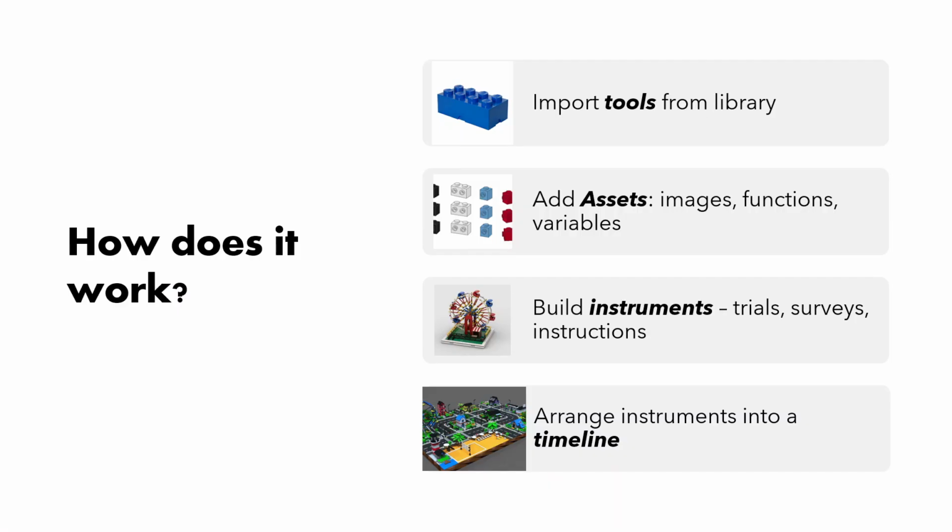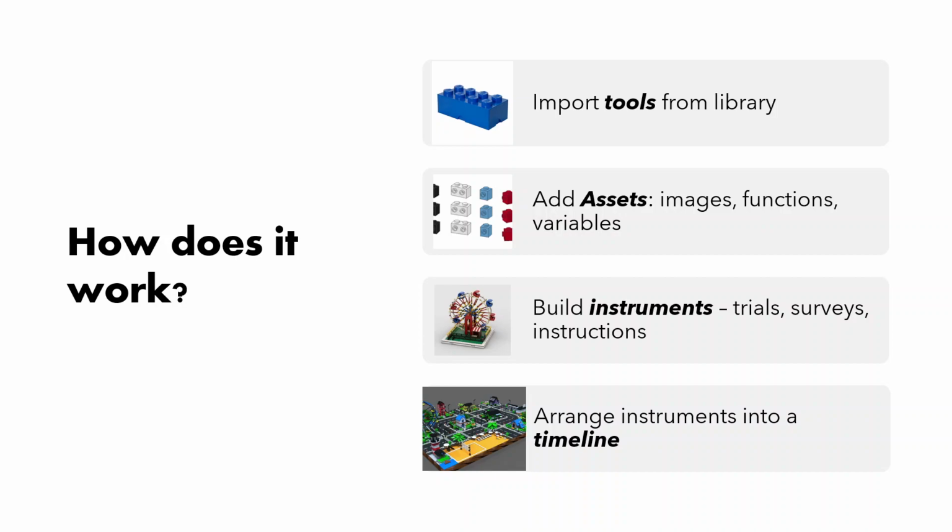So I like to liken jsPsych to the Legos. So jsPsych has a set of sort of core tools that make up its library. And these are like your standard Legos. So these tools can be rendering images, loading images, sequencing, different kinds of tools. These are all sort of the basic elements of the library. So the first thing you do is you bring in the specific kinds of tools that you need.